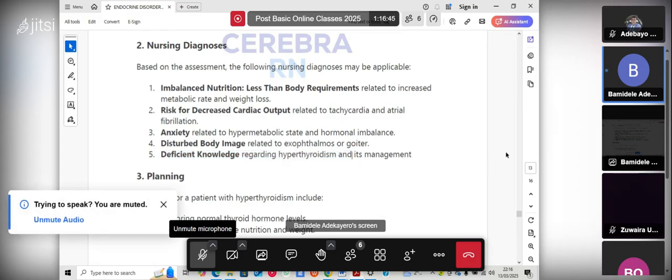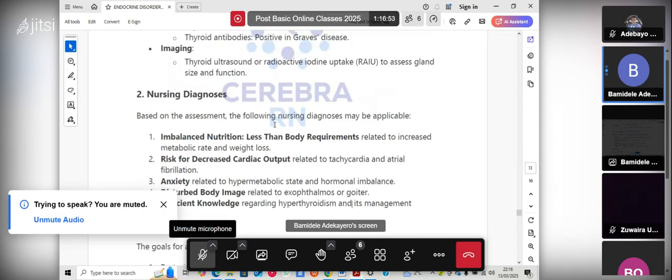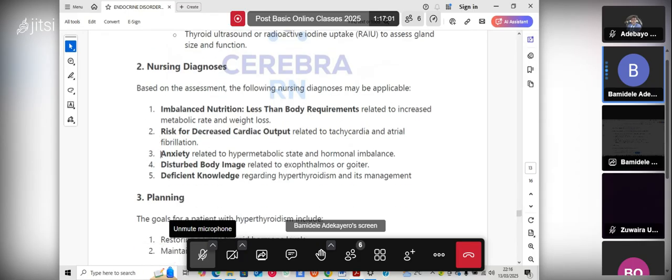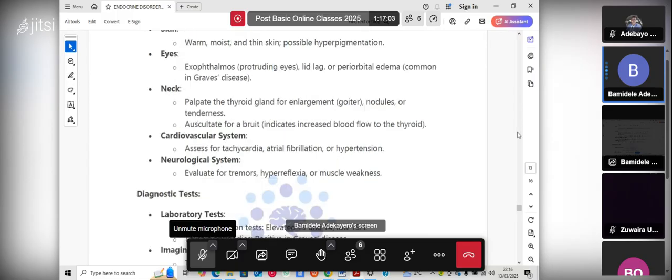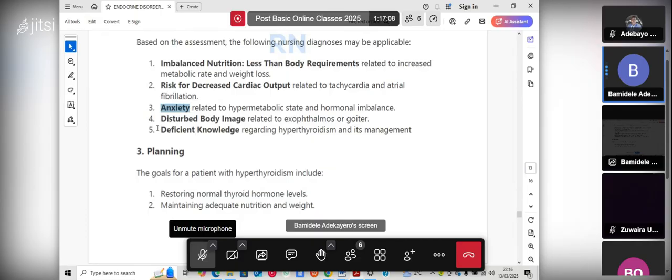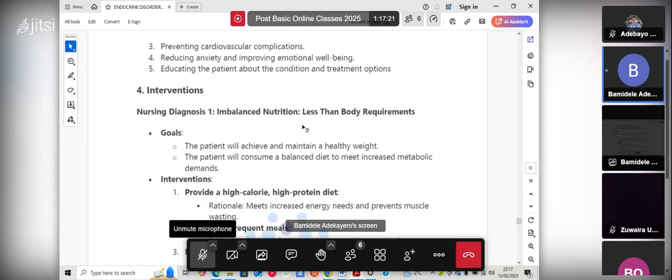Your planning for this patient is based on your diagnosis. So you plan according to your diagnosis. If the diagnosis is imbalanced nutrition, then you are planning towards getting the person to have adequate nutrition. If the patient is having anxiety, then your nursing planning will be towards the anxiety. If it's deficient knowledge, your planning should be towards the patient having adequate knowledge about hyperthyroidism and its management. So that's what you do on planning and your intervention.